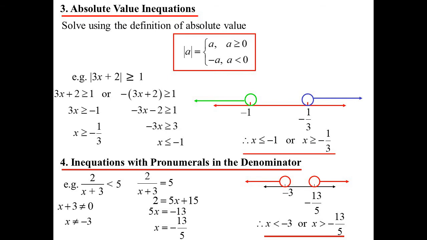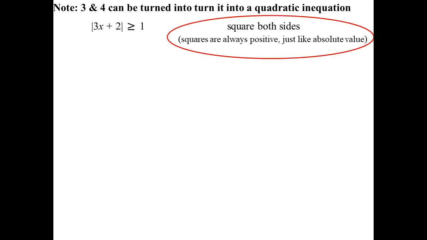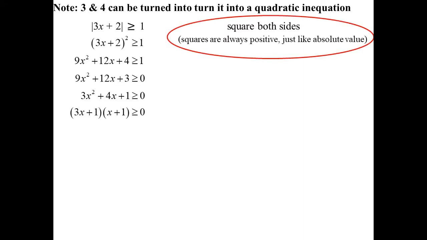Right. But, of course, everything can be turned into quadratic inequations. Well, not everything, but these last ones can be turned into quadratic inequations. So here's the absolute value one. All I've got to do is square both sides. There we go, 3x plus 2 squared. It's not going to change the greater than or equal to 1. And we create the quadratic inequality, and we end up with the same solution.